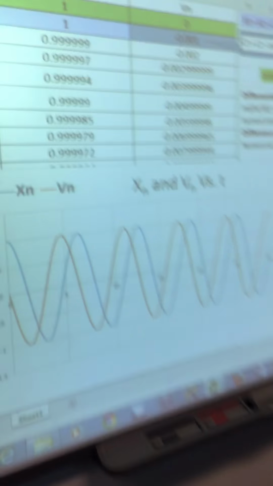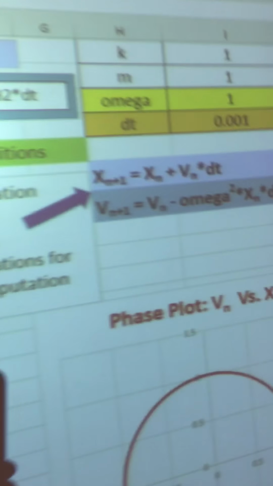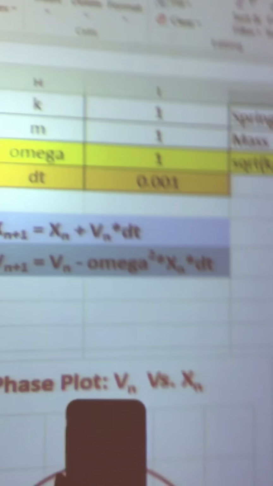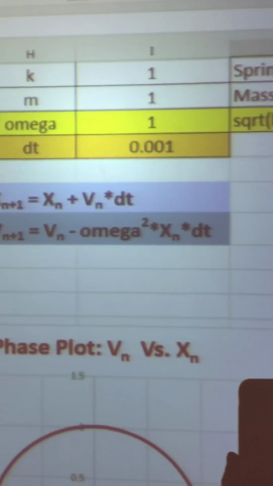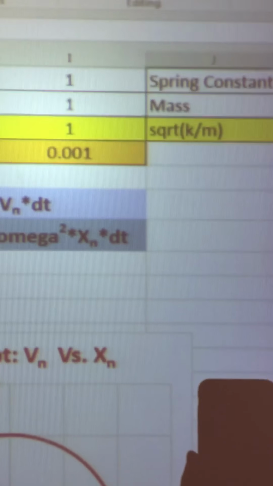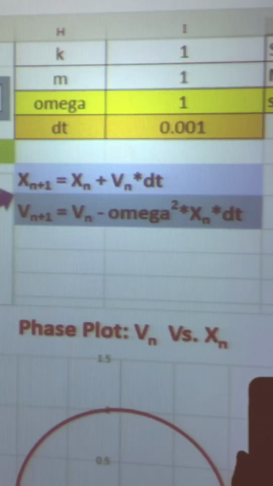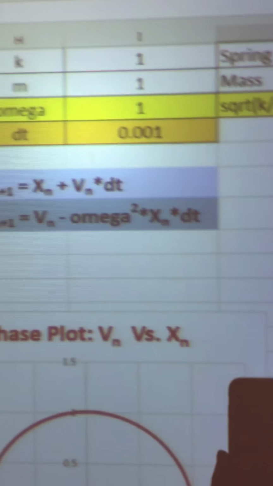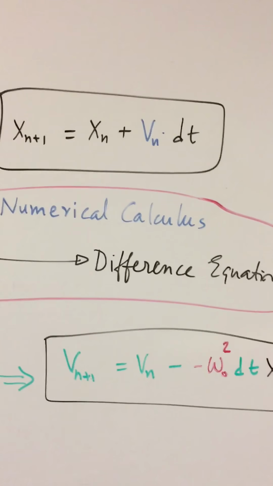All right, so here in the Excel spreadsheet, which I will make available for you, what we do is you define variable k, spring constant, m for mass, omega is then equal to the square root of k over m, in this case 1. You choose a time interval small enough so that the approximations we made in this equation are not going to contribute a great deal of error.